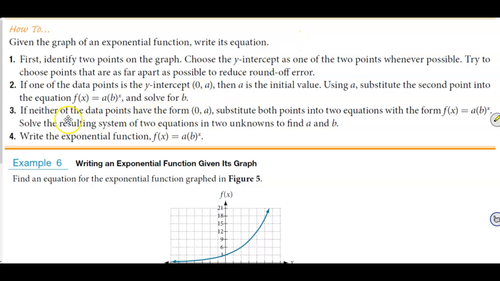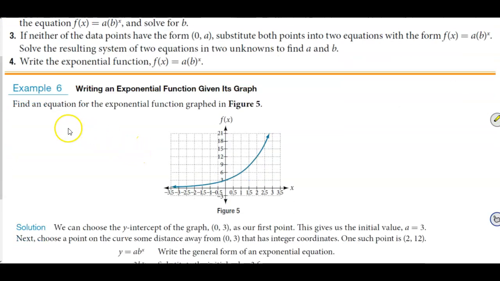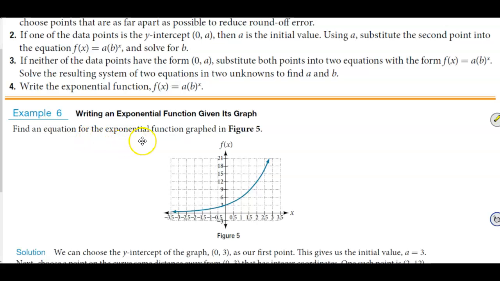Now, if neither of the data points have the form (0, a), then you're going to substitute both points into 2 equations like we did in example 5 with the form f(x) = ab^x, and then solve the resulting system of 2 equations and 2 unknowns to find a and b. And then at the very end, we're going to write the exponential function f(x) = ab^x.